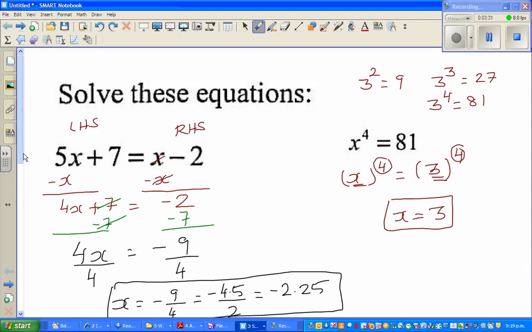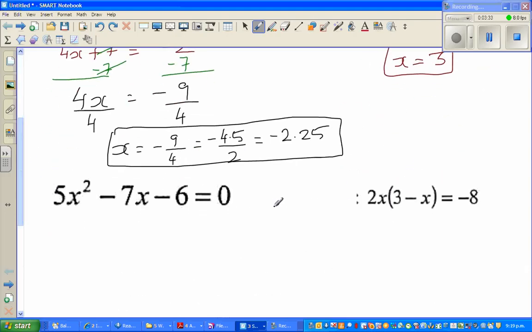Okay, next question. 5x squared minus 7x minus 6 is equal to 0. We can do this in different ways. So I'm going to think like this. I have to put this in brackets first.